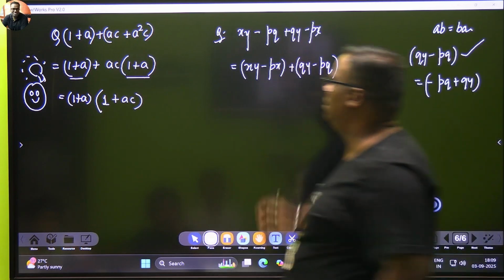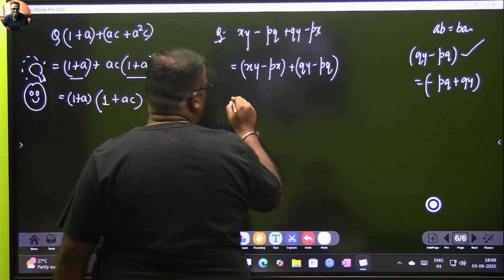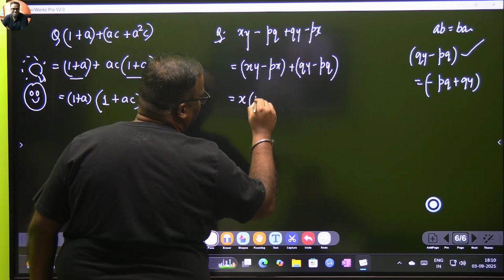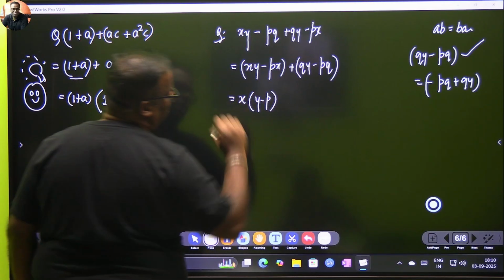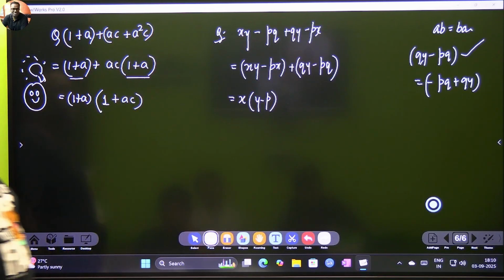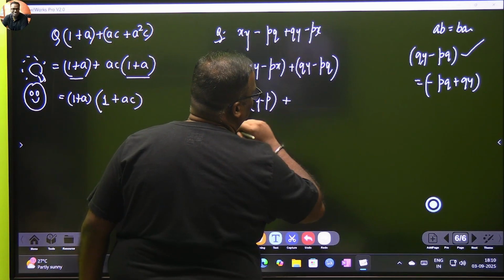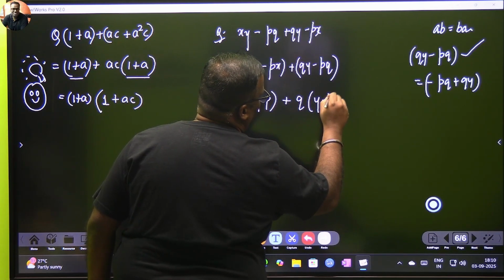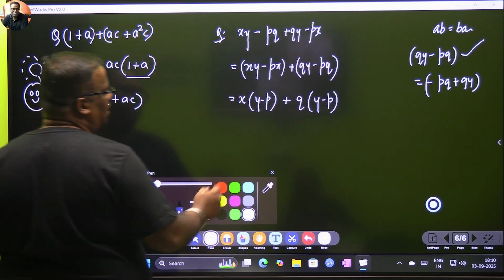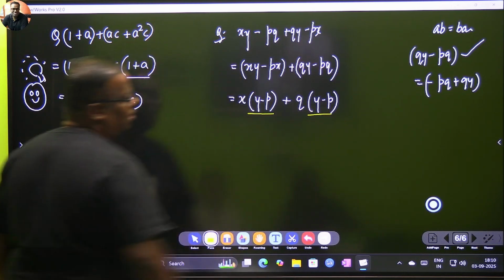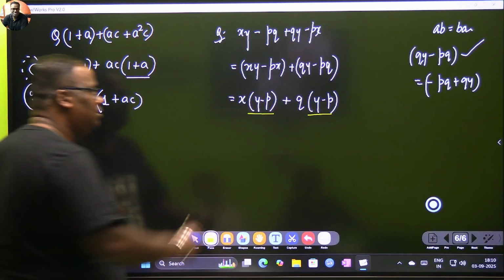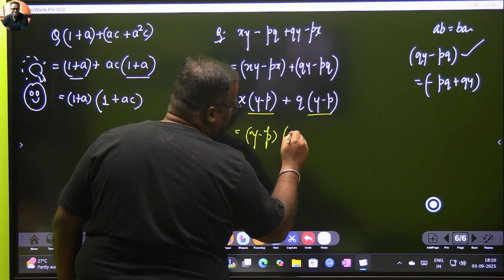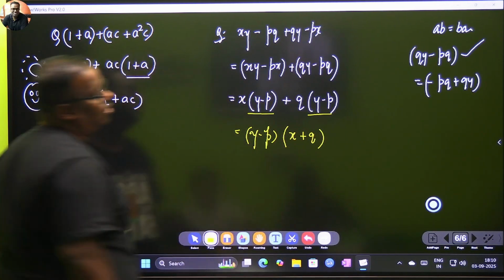Now let's look between these two. Let's look at the first bracket. What can we take common? X we can take common. Then what are you left with? Y minus P. And in the second bracket, what can you take out? We can take out Q. Then what are you left with? Y minus P. Now start thinking. Y minus P common. Then what are you left with here? X and Q.